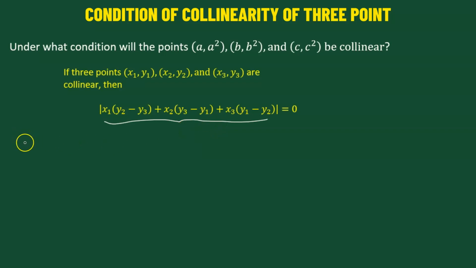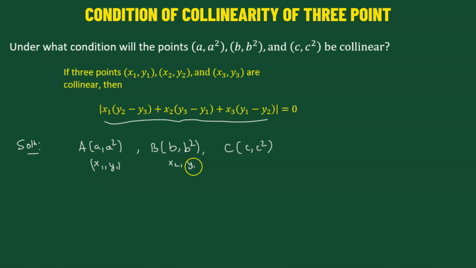So let us begin. Now what we have here are 3 points. So we have the point A with coordinate a comma, a squared. B has the coordinate b comma, b squared, and C has the coordinate c comma, c squared. Now let's suppose that A is equivalent to x1, y1, B is x2, y2, and C corresponds to x3, y3. This is going to help us easily obtain the left hand side of the expression.